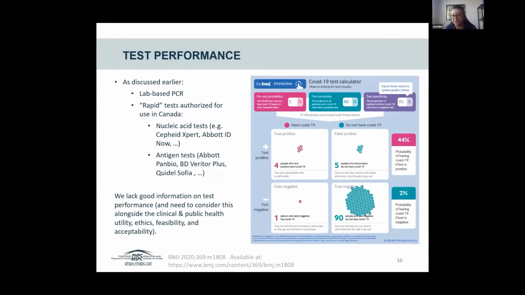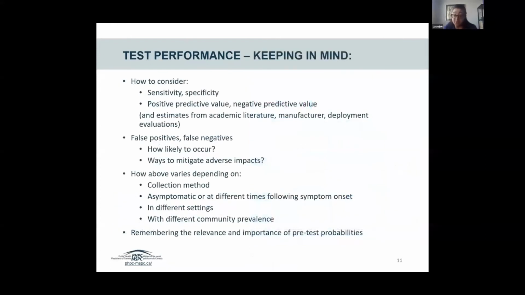This information also continues to evolve, so we have to be open to shifting what we do as we learn more. And it gets complicated. There's a lot in there, so the estimates may differ if we're looking at academic literature or manufacturers or deployment evaluations. When we think about false positives and negatives, there may be ways we can mitigate any adverse impacts. And all of the above can vary depending on the collection method, whether or not the individual is asymptomatic or at different times following symptom onset, or if we're in a different setting. So these are all pieces that go into the decisions we make about the use of these testing technologies and the guidance we provide on a healthcare and public health perspective on how they fit in.